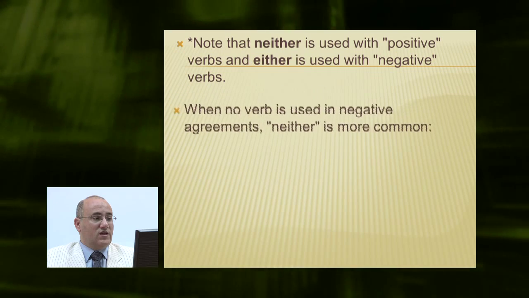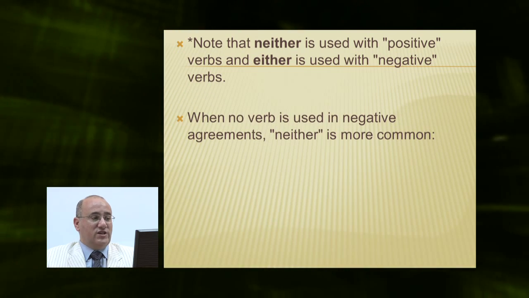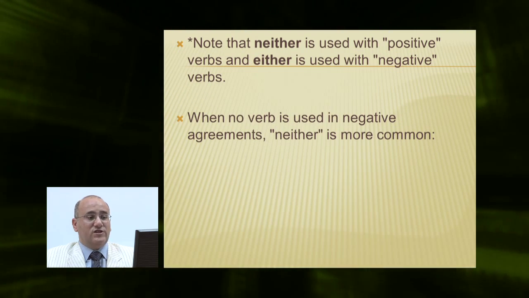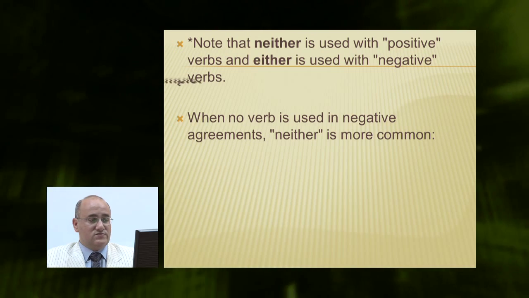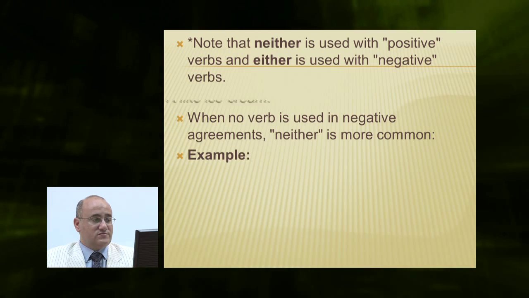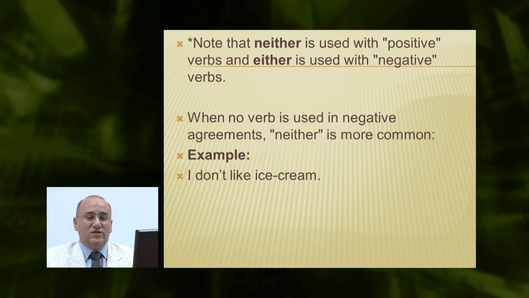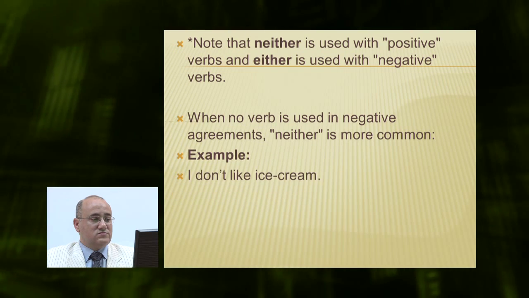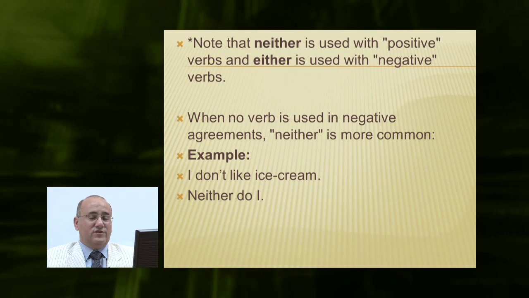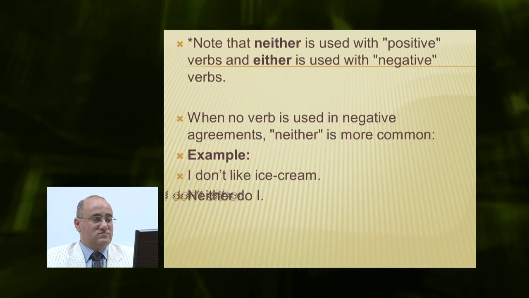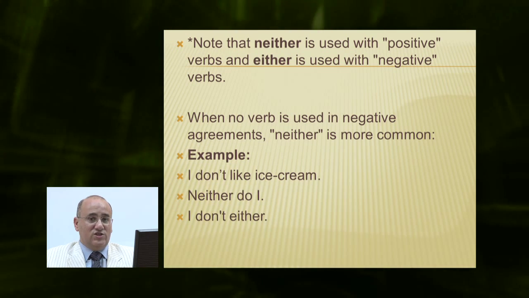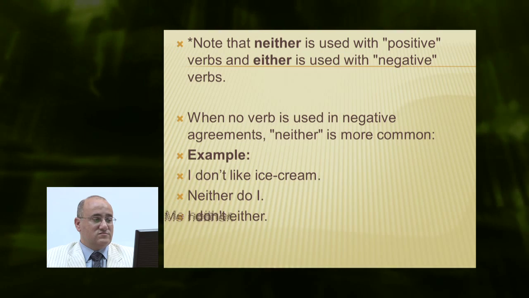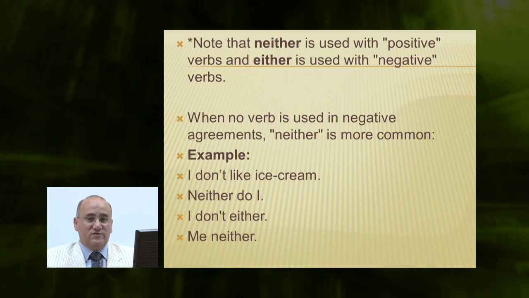Okay. When no verb is used in negative agreements, neither is more common. Here you are, an example. I don't like ice cream. Neither do I. I don't either. Me neither.